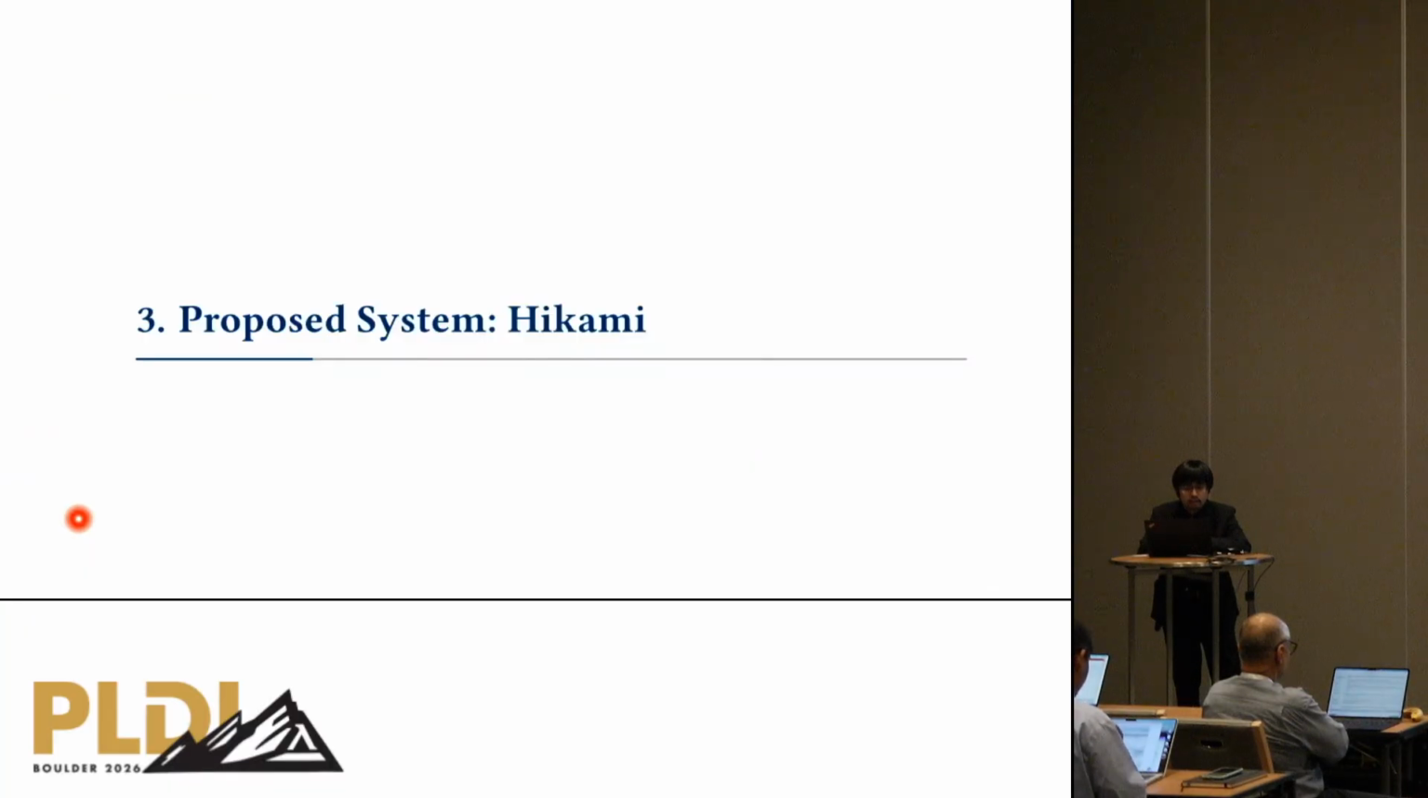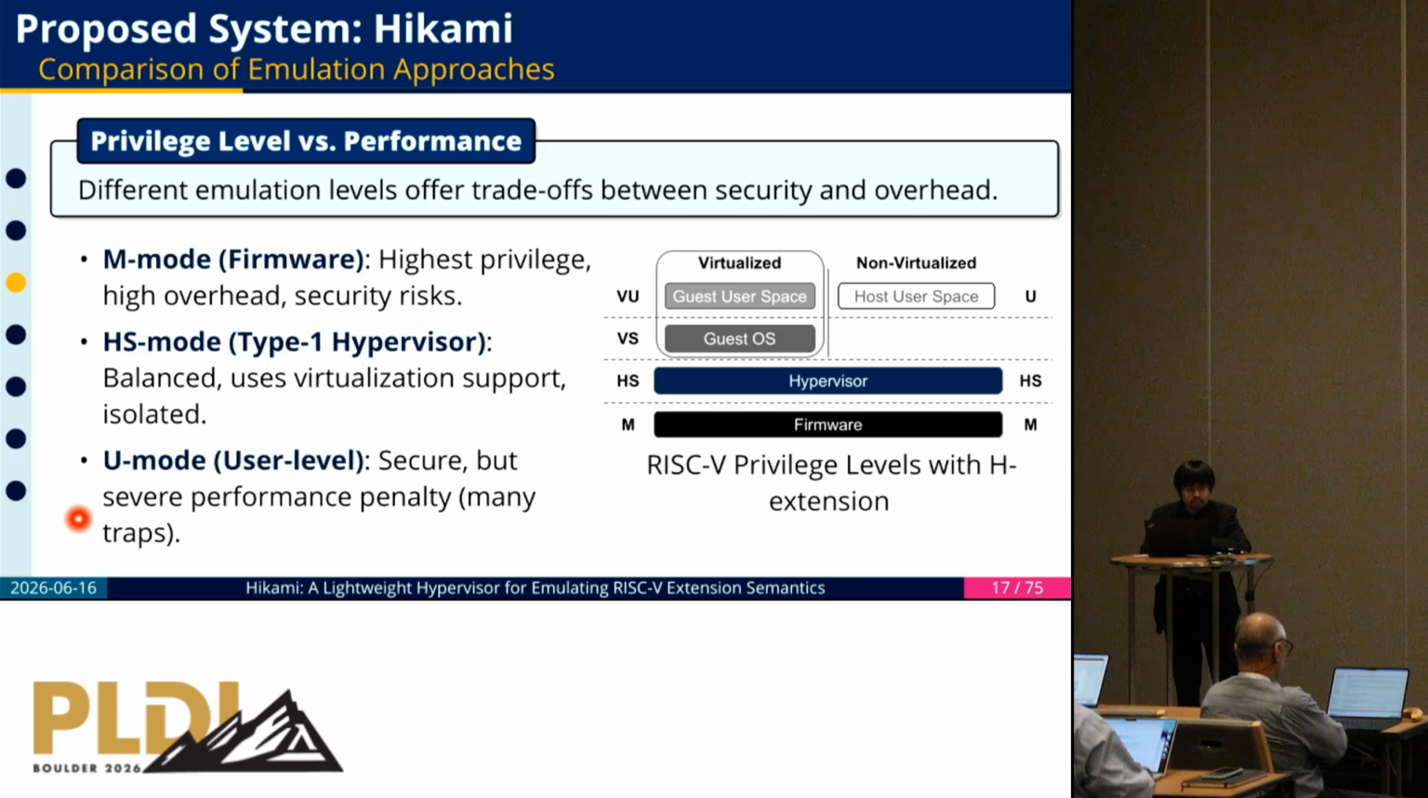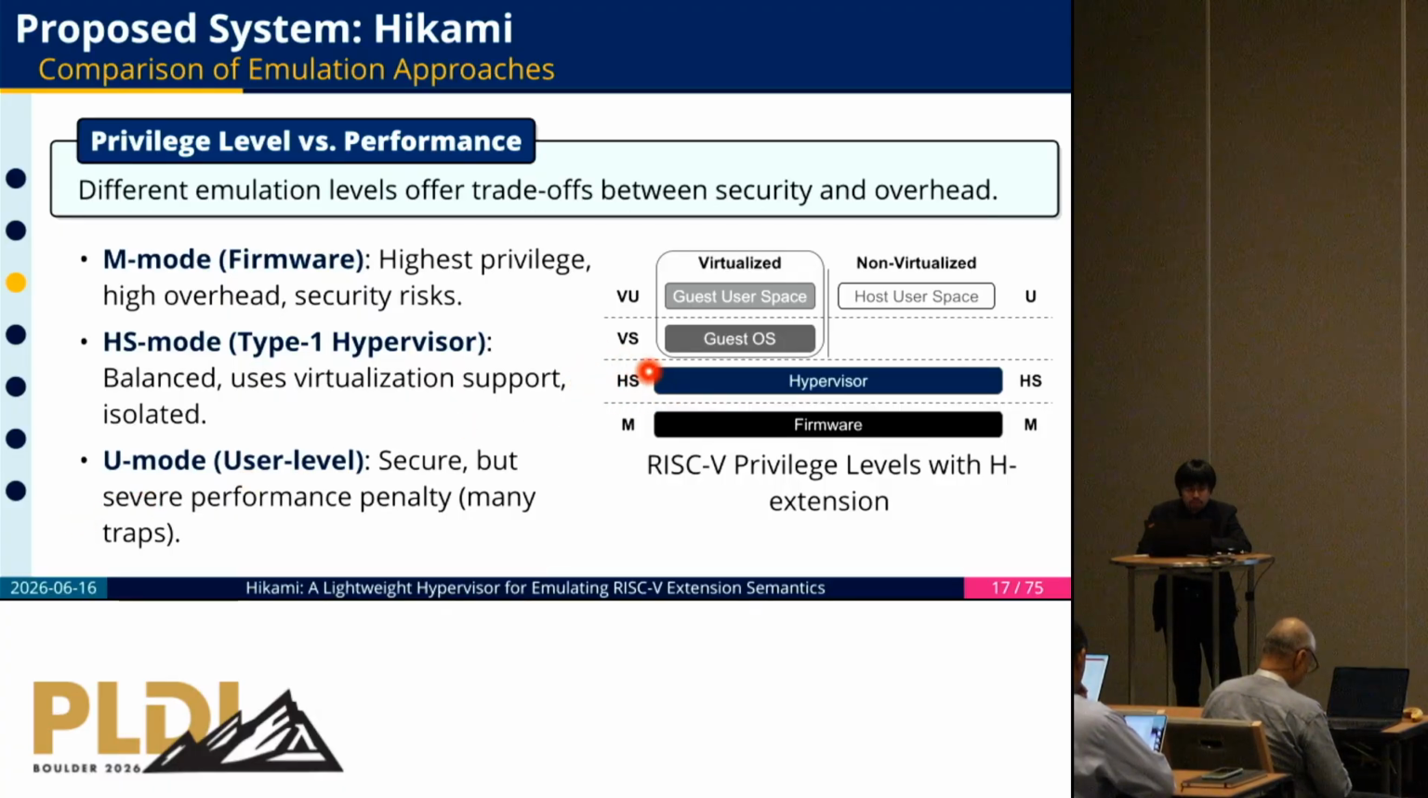To address these challenges I mentioned earlier, we need to choose the right privilege level for emulation. Existing M-mode firmware has a high overhead and security risks. U-mode emulation is secure but slow. Our research focuses on a Type 1 hypervisor in HS-mode, leveraging virtualization for low overhead while keeping emulation logic isolated.